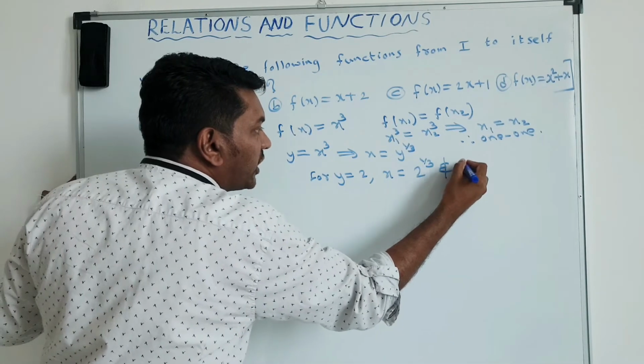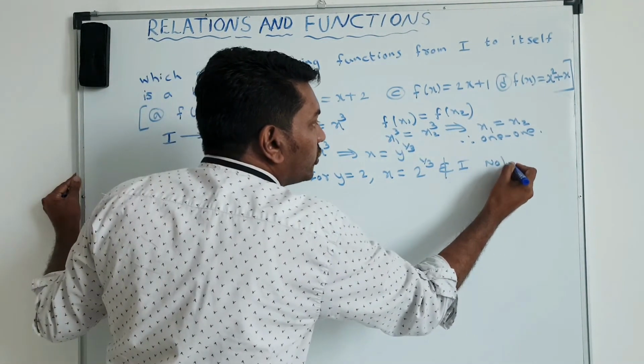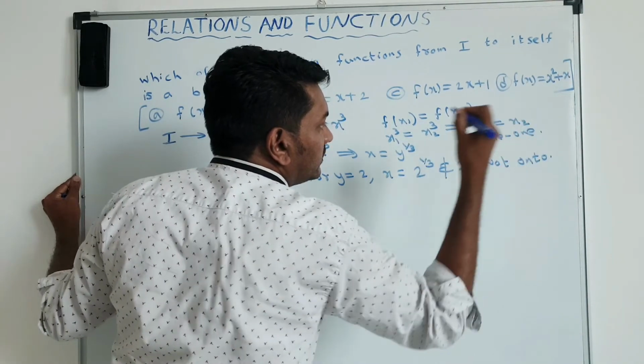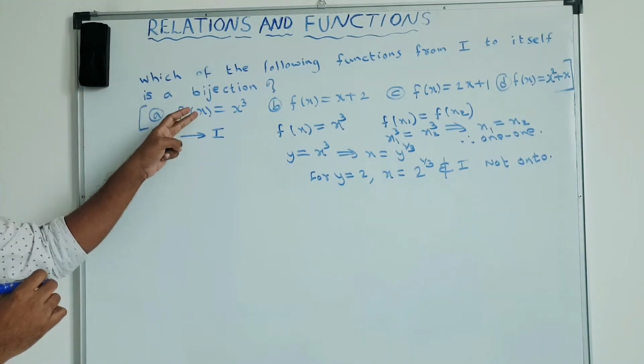This is not belonging to the integer set. So it is not an onto function. So they are asking which is bijection. So option A is removed because it is not onto.